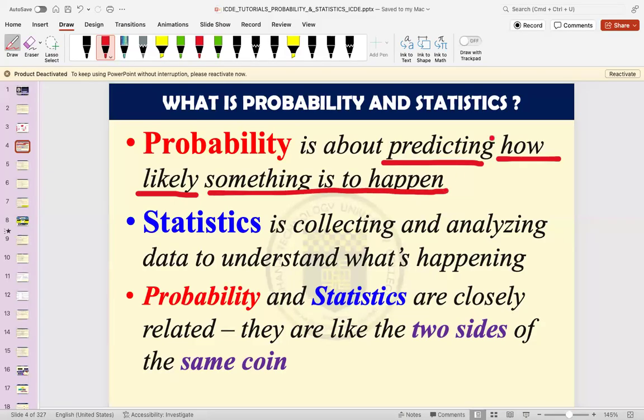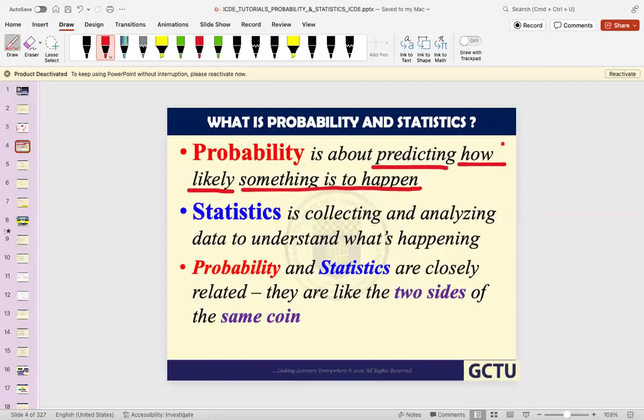Probability is about predicting or guessing how something is likely to happen. So, for instance, you know the season we live in now. You can't even predict whether it will rain today or tomorrow until the weather changes. But you are very attentive that it can rain anytime. That's your prediction. Your prediction is that it can rain anytime.